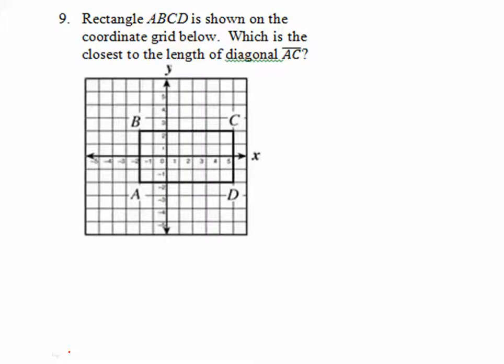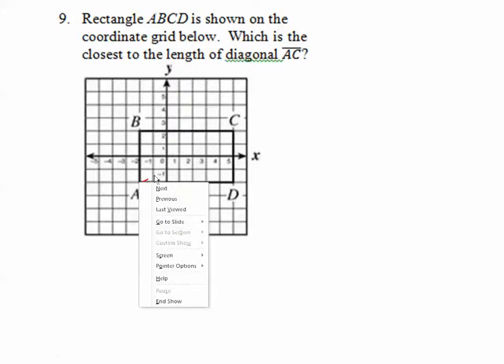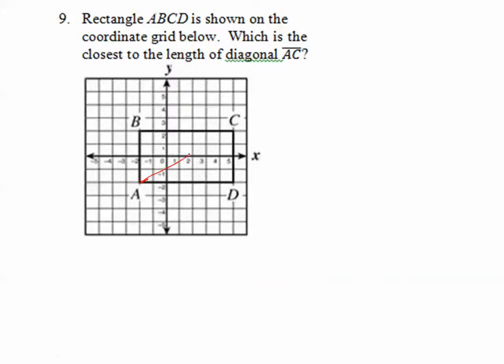Rectangle ABCD is shown on the coordinate grid below. Which is the closest to the length of the diagonal AC? So we're trying to find this diagonal right here. So I know this side is 1, 2, 3, 4 units. This is 1, 2, 3, 4, 5, 6, 7 units. This is a right triangle, so I can use the Pythagorean theorem, which is a squared plus b squared equals c squared, where the longest side is always c.